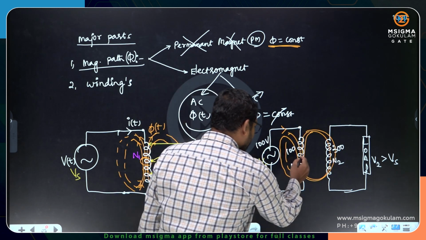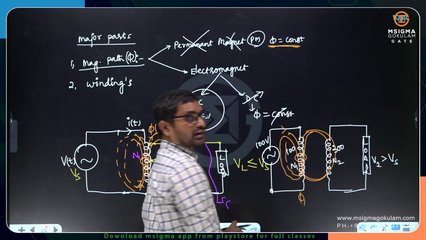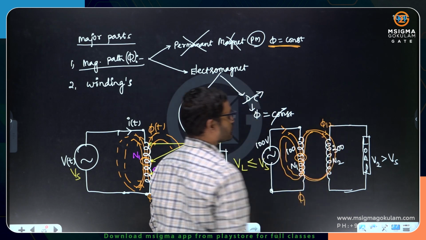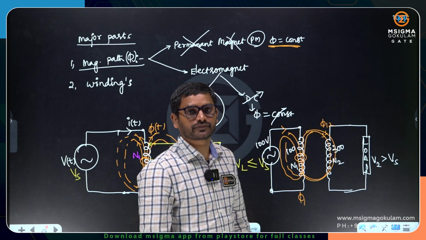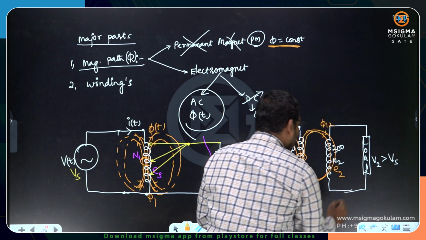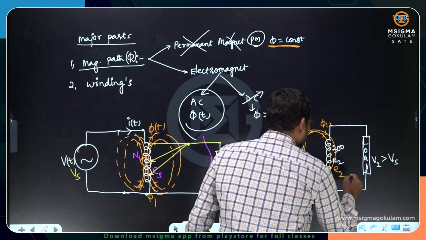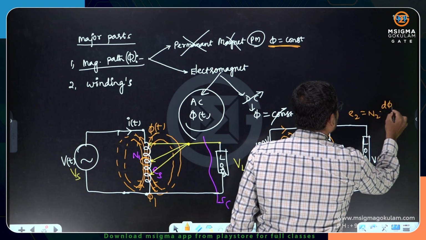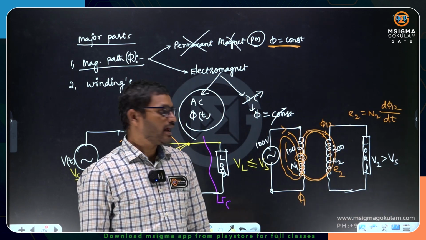Now out of this phi 1, some part of the flux is linking with coil 2. I can call the flux lines phi 1 2, the coil 1 flux lines linking with coil 2. Now the induced EMF in this coil is not going to depend upon phi 1, it is going to depend upon phi 1 2. So E2 I can write as N2 into d phi 1 2 by dt, not d phi 1 by dt.